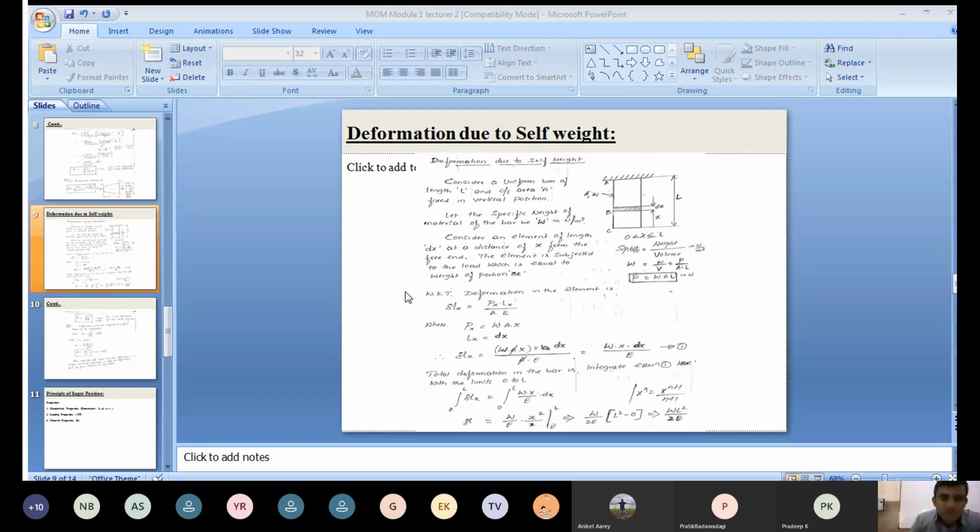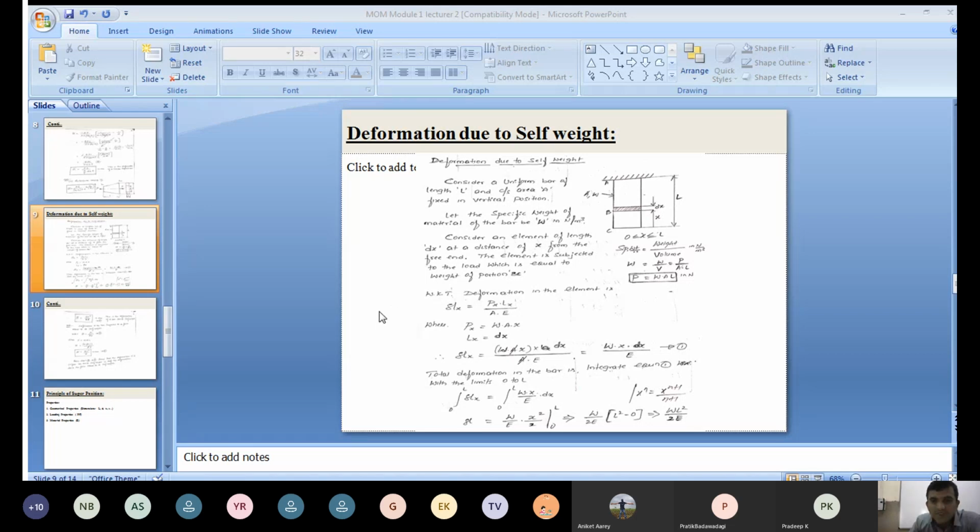We know the general formula for deformation induced in the bar is PL by AE. But here, we kept the bar in vertical position. What is the deformation of the bar due to self weight? First you consider a small element. Deformation induced in the element is P suffix x, because the load varies as the volume changes here. As the length increases, volume also increases. P suffix x, the loading is a variable. Length also is a variable.